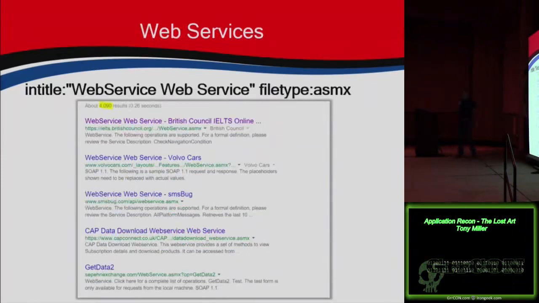This is a great one for finding .NET web services. Okay, very simple. Just in the title, looking for web service, and hey, file type of .asmx. That's perfect. Done. Game over. And as you can see, when you hit most of these, they're nice enough to provide you a really great summary of how their web service works. Thank you, British Council. Appreciate it. That was really educational, by the way.